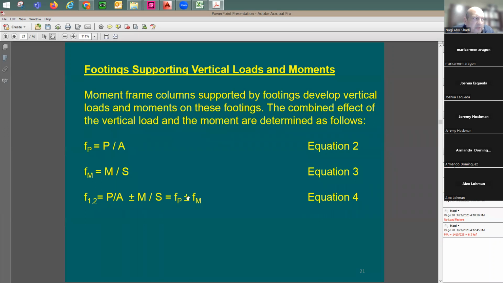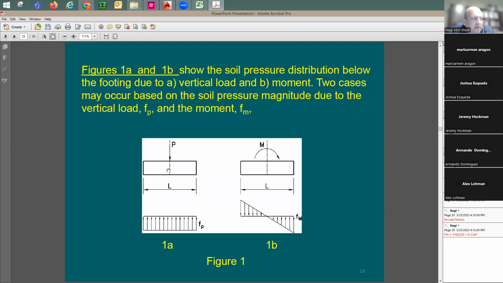Now, when you have a moment applied on the footing, the stress here is not going to be the same as the stress here. It's going to be like compression and this going to be tension. But the problem is the soil cannot take tension. Once you start here to apply moment on the footing, and if there's no vertical load to balance it down, just the footing is going to be lifting up. And there's going to be a gap here between the footing and the soil.